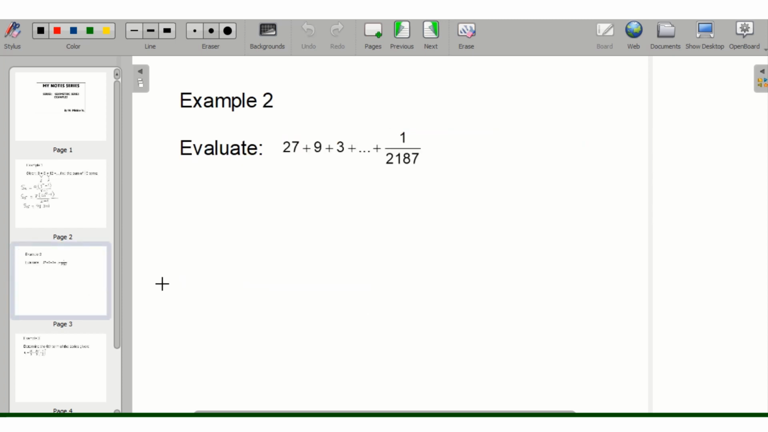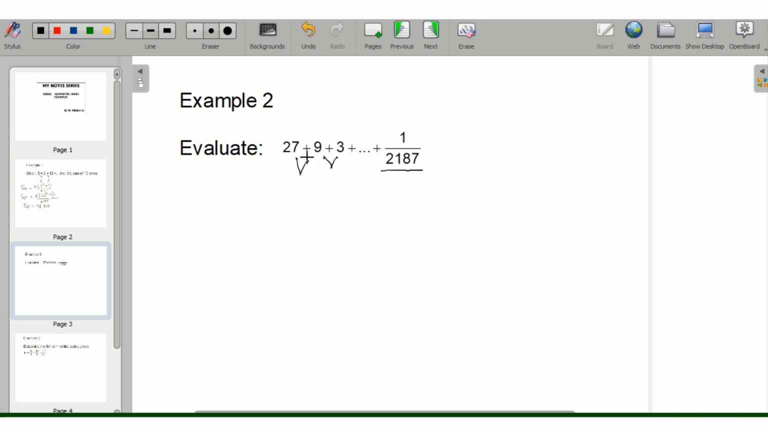Moving to the second example. So in this particular case, we are asked to evaluate. Because this is a series, it means we must find the sum, but we are not told the sum of how many terms. However, we are given the last term. So that means, firstly, we need to identify what type of series we have.